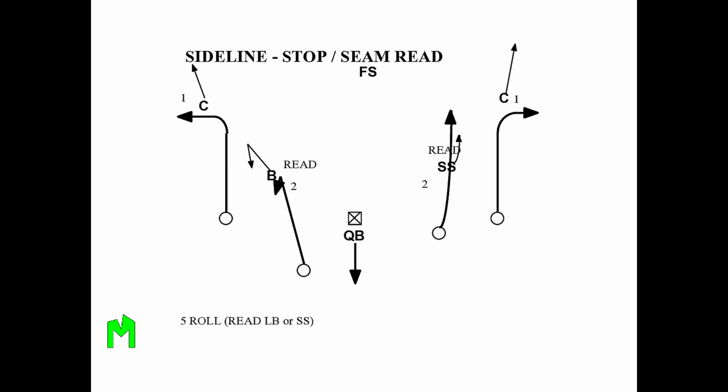The sideline stop or seam read builds on that by emphasizing a 5-step drop and reading either the linebacker or strong safety. The quarterback watches how these defenders react to the routes, especially the stop and seam patterns. The goal is to find the open receiver based on those reads. This read progression allows the quarterback to adjust quickly, targeting the route that the defense leaves vulnerable. It's a smart way to attack zones by forcing defenders into tough coverage decisions.